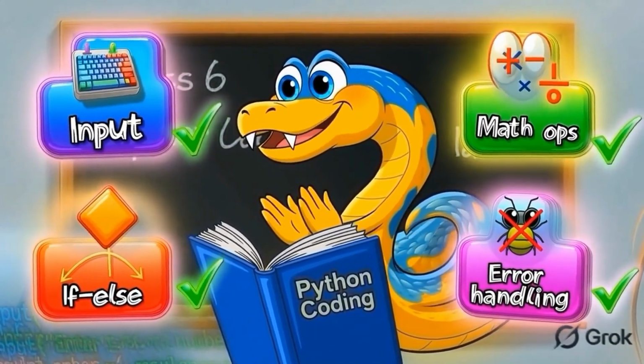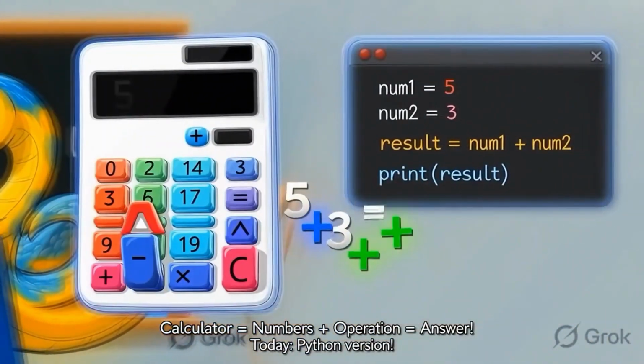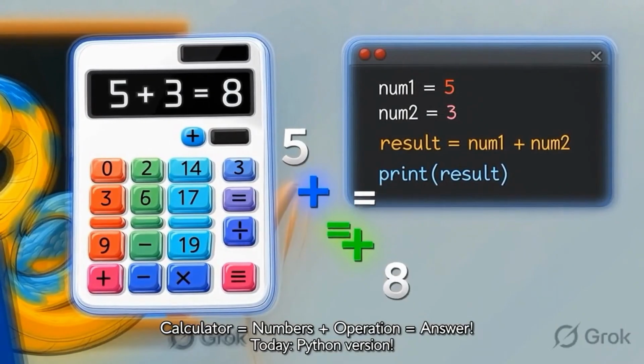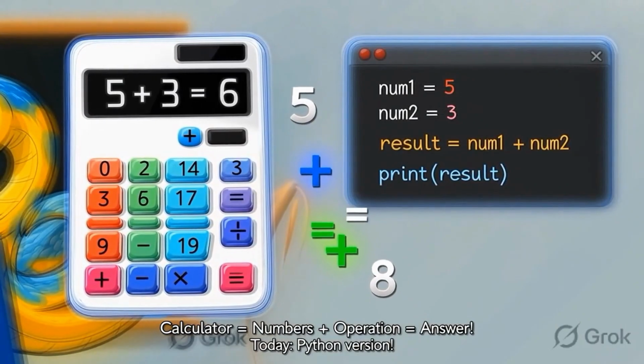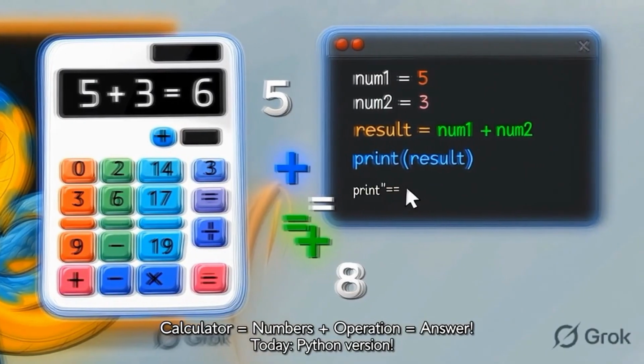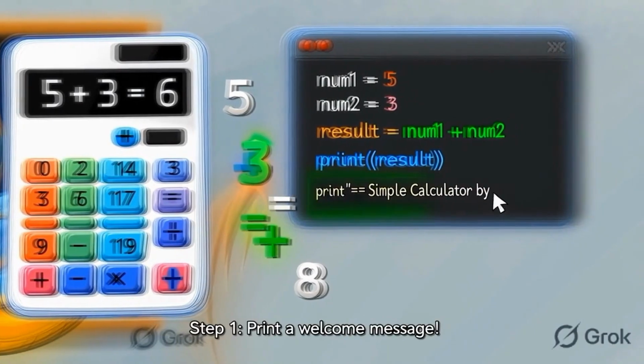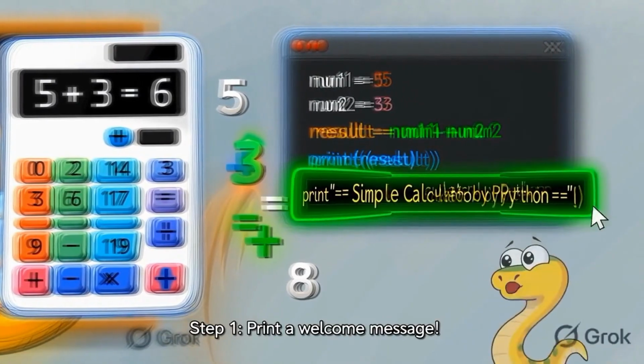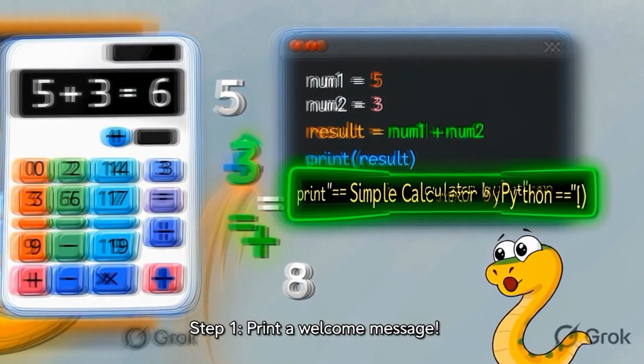What is a calculator? It's a tool that takes two numbers, performs an operation, and quickly gives you the answer. Today we're going to make one in Python. First, let's show a welcome message. Type this: print "If-elif-else simple calculator by Python".